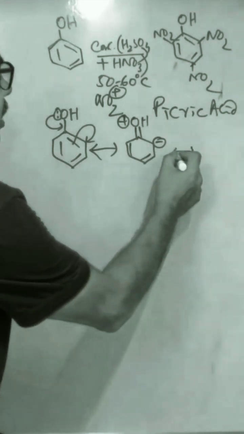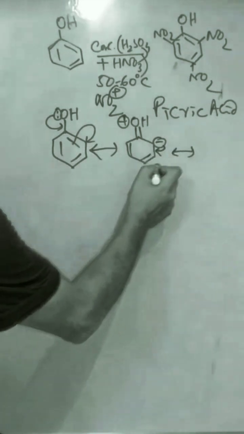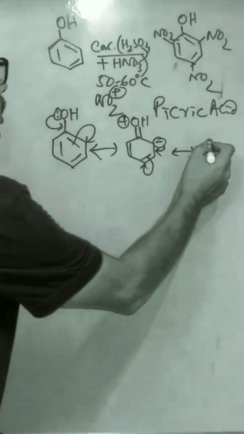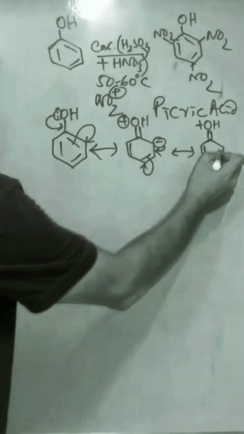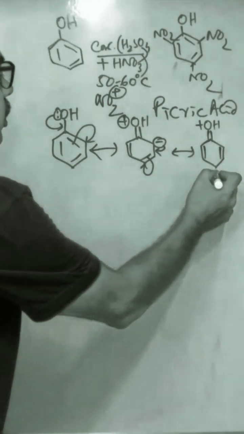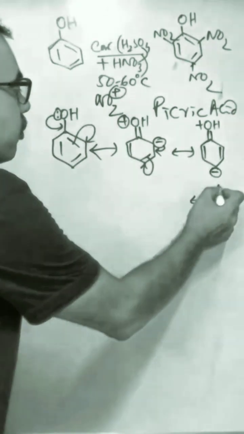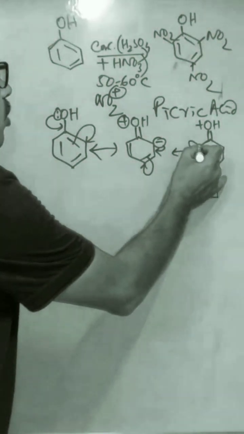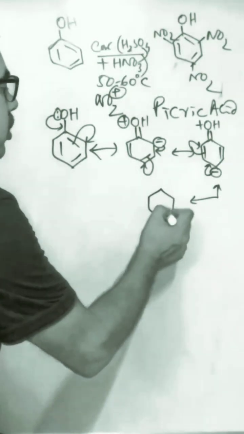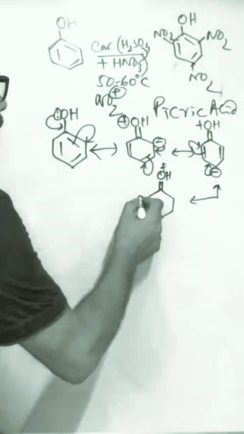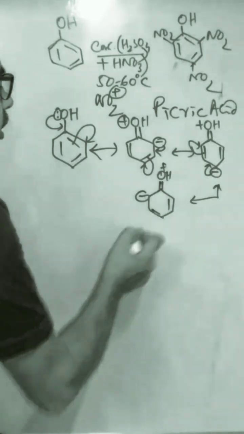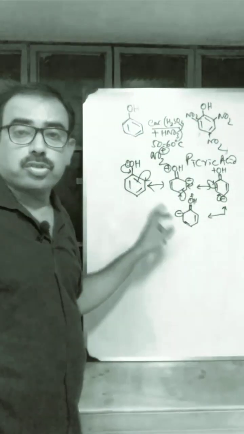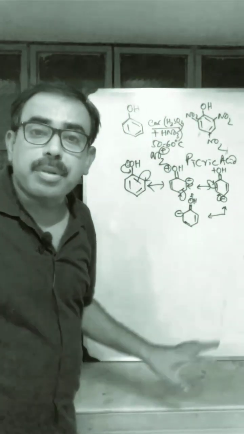The next resonating structure is where this negative charge makes a double bond and the pi bond breaks to form a negative charge on this carbon, forming another resonating structure. Here the double bond remains the same, and here a double bond is formed and the bond is broken to form a negative charge. This one is another resonating structure, and another is also formed where this negative charge makes a double bond and this pi bond makes a negative charge. So the next resonating structure is this. Now phenol is actually a resonance hybrid of all these resonating structures. So if phenol is present, all these resonating structures are present equally.